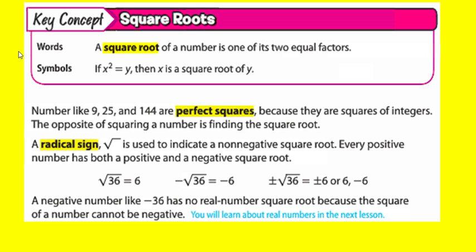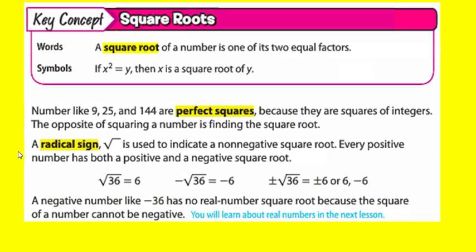Key concept, square roots. The square root of a number is one of its two equal factors. In symbols, if x squared equals y, then x is the square root of y. Numbers like 9, 25, and 144 are called perfect squares because they are squares of integers. The opposite of squaring a number is finding the square root. A radical sign is used to indicate a non-negative square root.